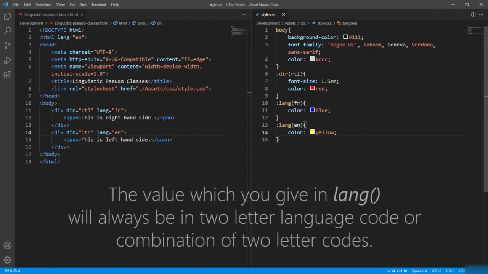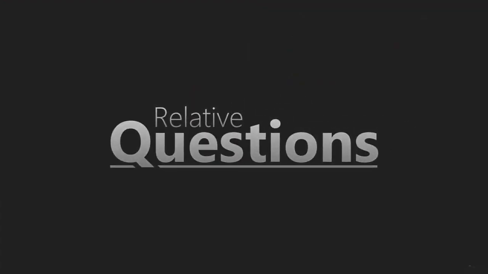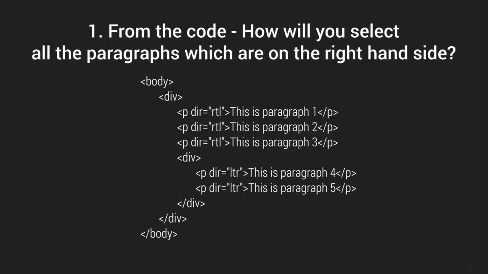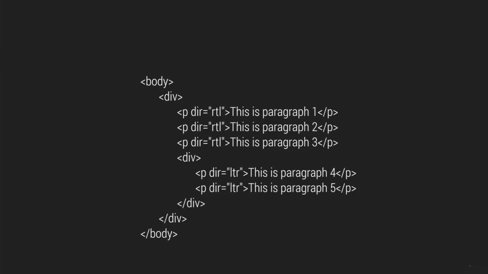Now let's talk about relative questions. So the first question is, from this code, how will you select all the paragraphs which are on the right hand side? Very simple. To select all the paragraphs which are at the right hand side, you'll write the CSS code.